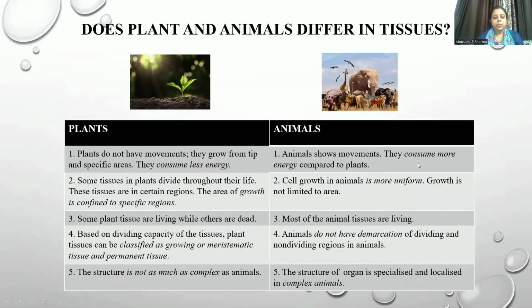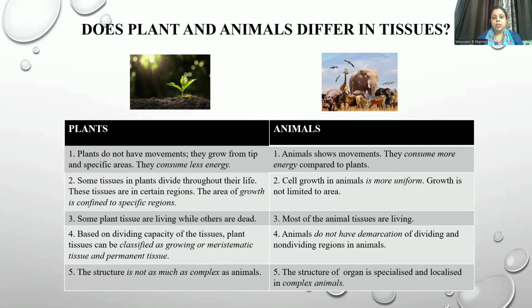Let's see. The main criterion of the difference between plants and animals is that plants are fixed in one place. They cannot move, but animals have to move from one place to another for numerous reasons. Because plants do not move from one place to another, their tissues are less energy consuming. That means their tissues do not consume too much energy. But animals have to move, so their tissues have to use more energy.